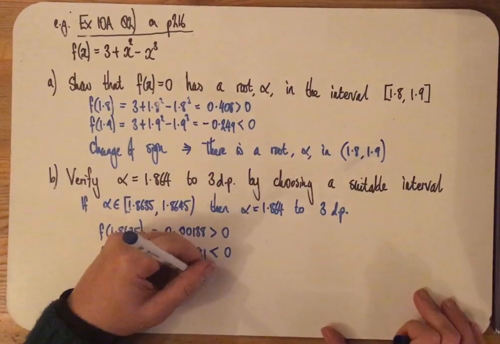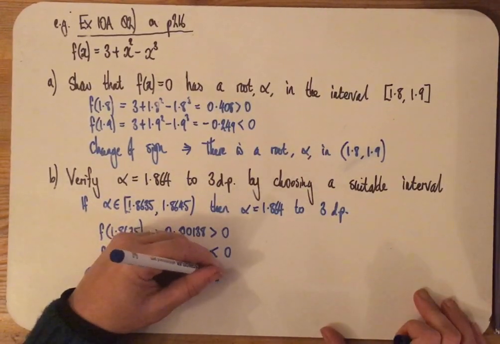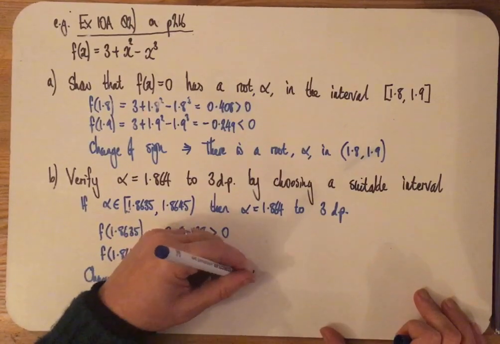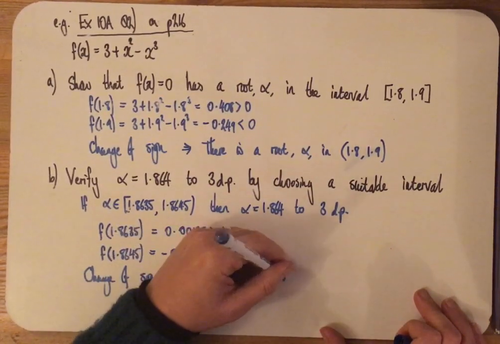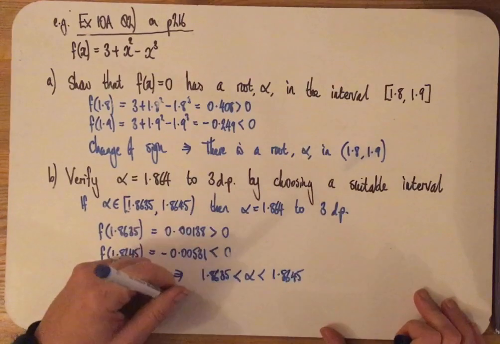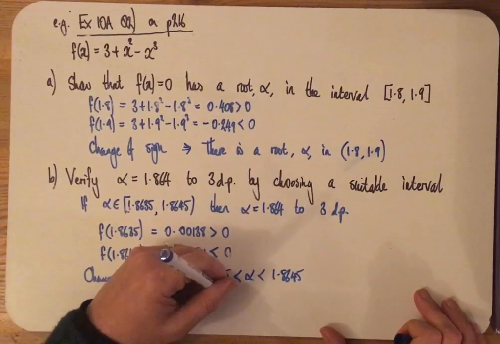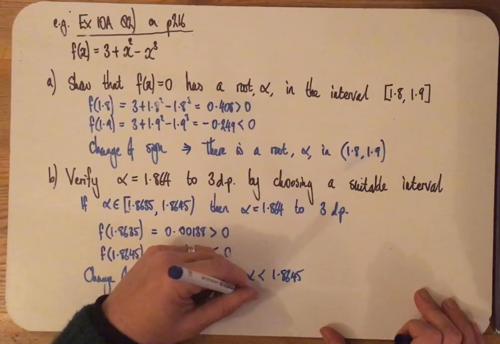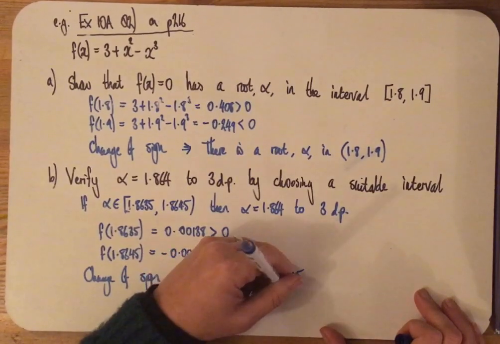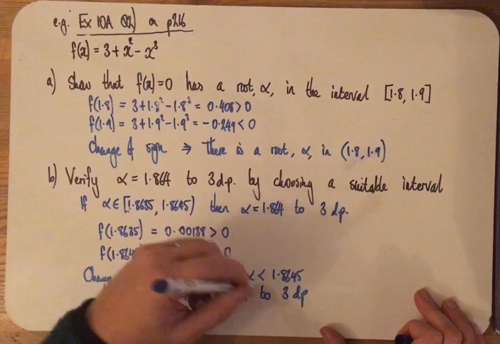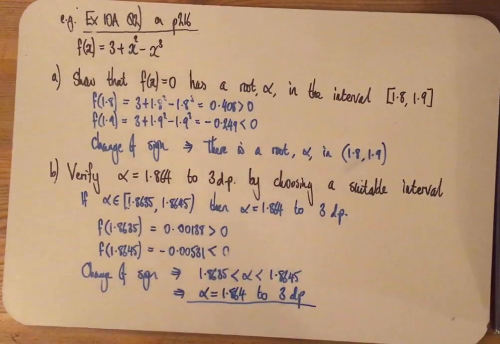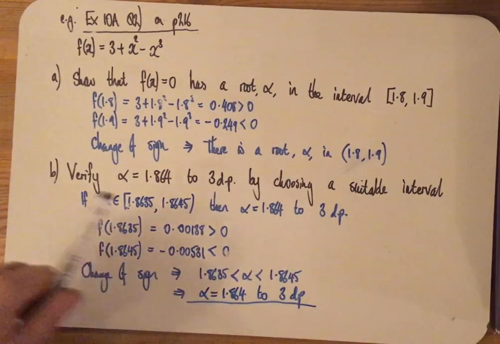That's telling you that 1.8635 is less than alpha, is less than 1.8645, and so alpha equals 1.864 to 3 decimal places. So I'm hoping that feels quite clear.